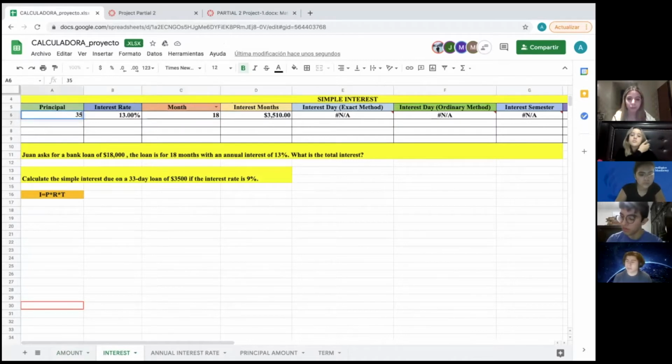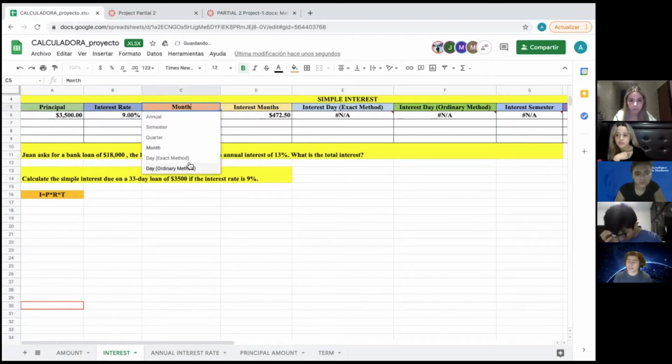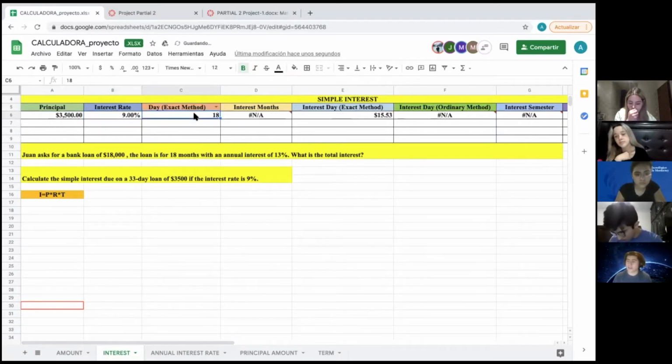For example, the second example is that 3,500 is the principal amount, an interest rate of 9%, and 30 days in exact method. So we have that the interest in days with exact method is 28.48.